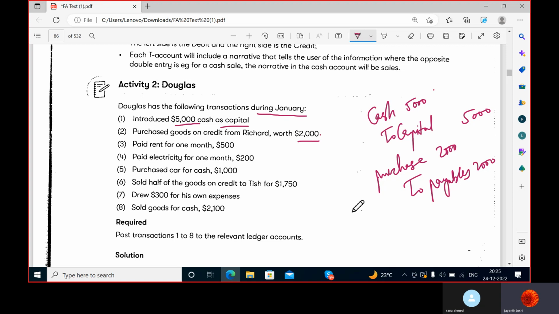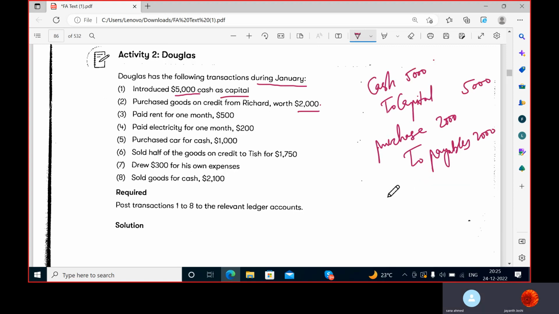Now paid rent for 1 month. Again an expense. The expense is increasing, so rent debit. Cash is decreasing, so credit. Cash is decreasing, asset decreases, credit, correct? Yes, sir.